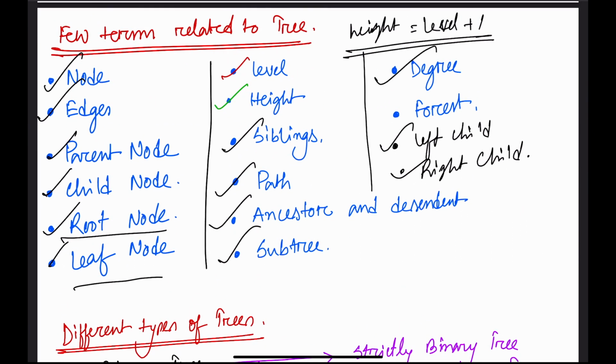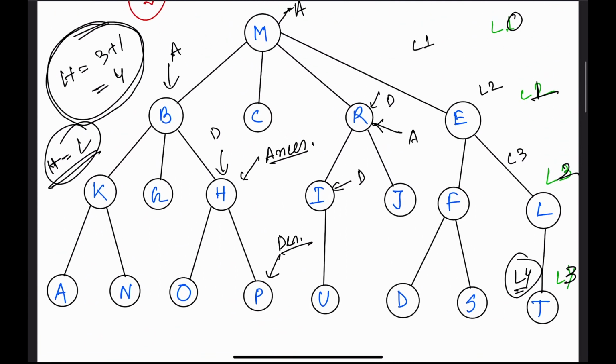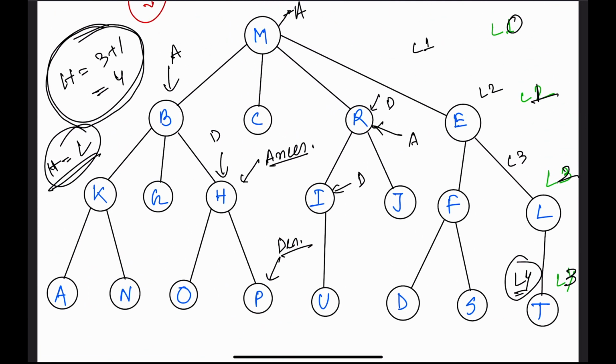Now what is a degree? Degree means the number of edges connected with a node. For example, if I say this node, it will have a degree of 4. Why? Because of this one, this one, this one and this one. Now if I talk about this node, then what will happen?